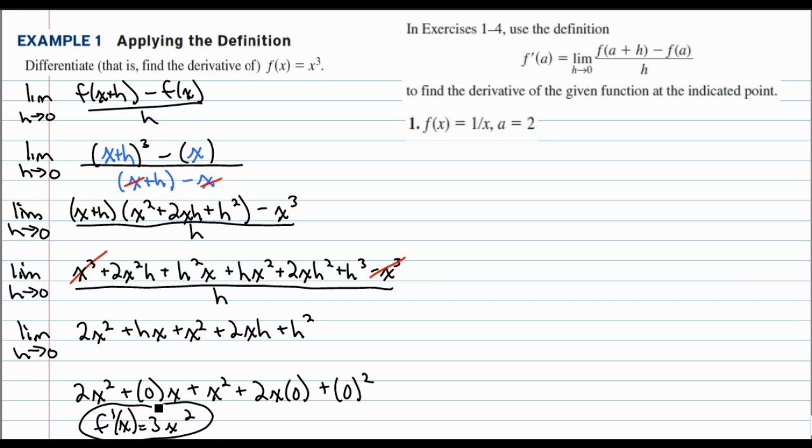So if I want to know the slope of the tangent at 2, I can plug that in here. That would be 3 times 2 squared, so 12. If I want to know the slope of the tangent at 1, I can plug that in here, etc.